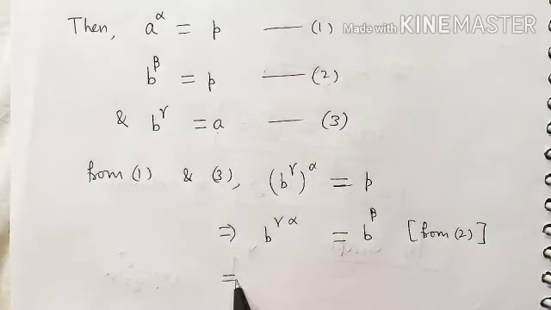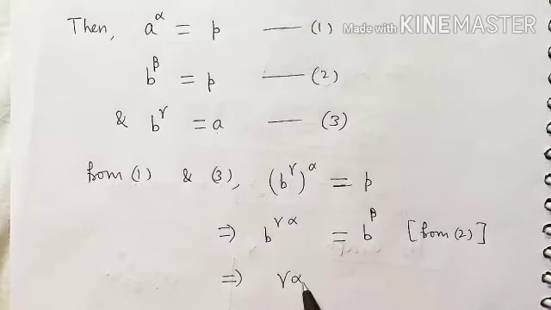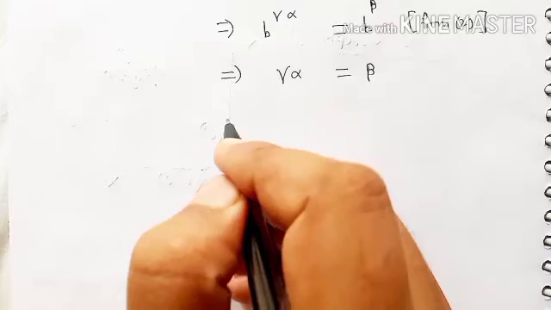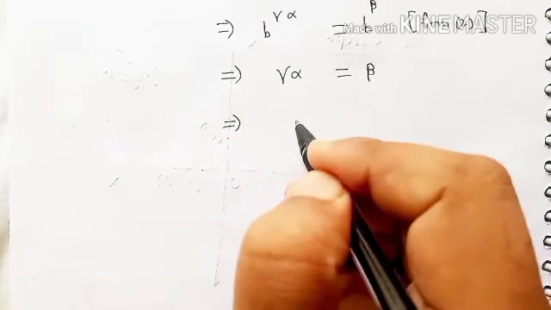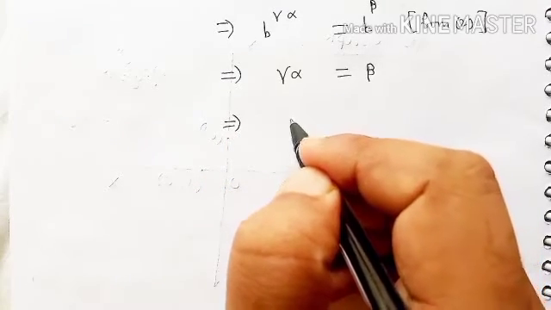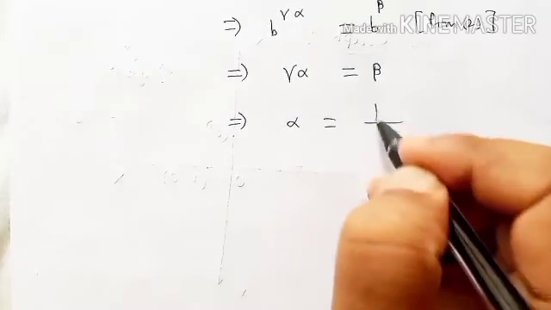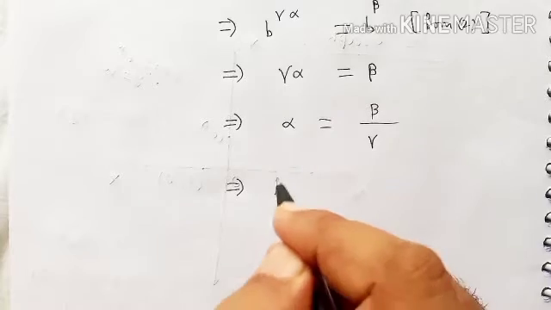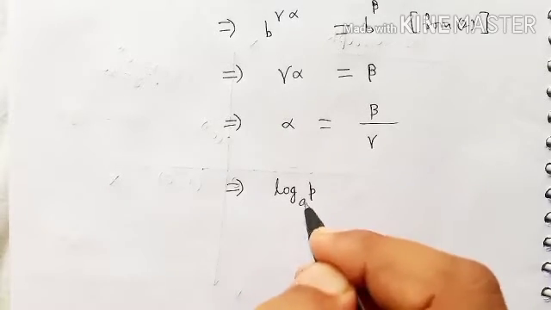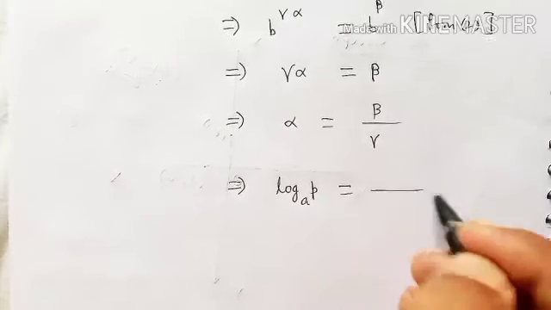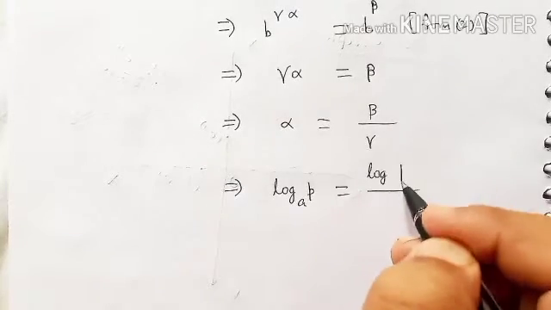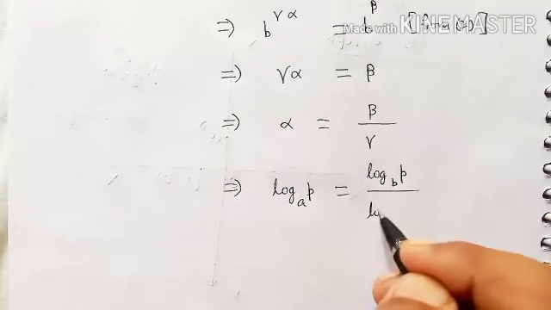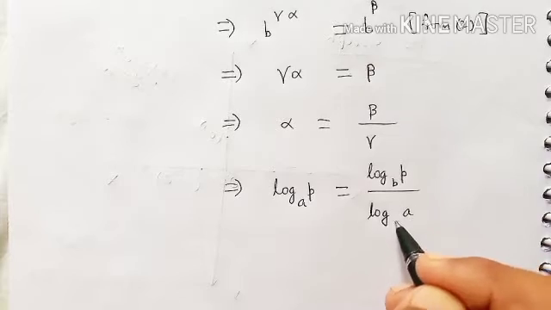This implies that gamma alpha is equal to beta. This implies that alpha is equal to beta divided by gamma. We have assumed alpha as log of p to the base a, beta is log of p to the base b, and gamma is log of a to the base b.